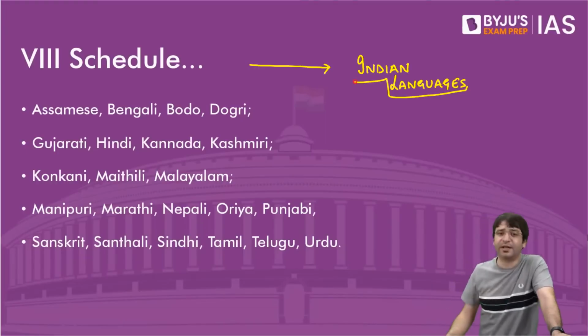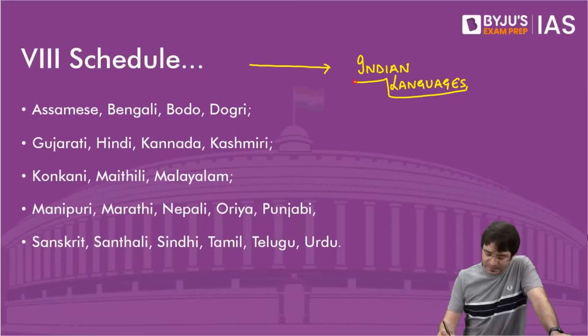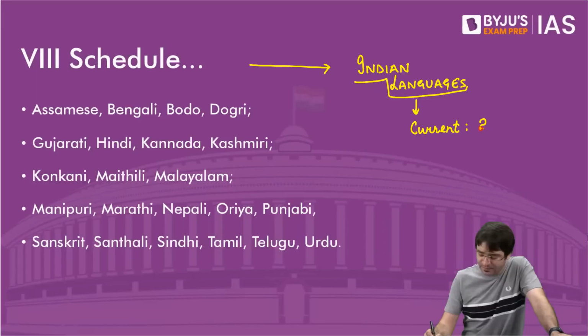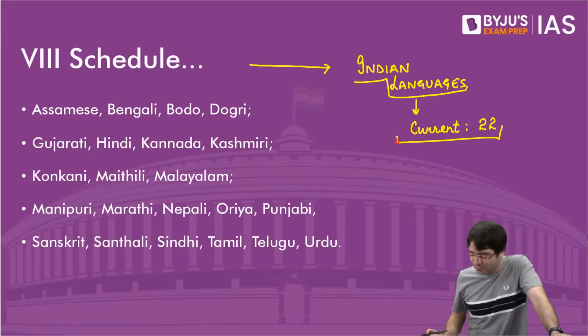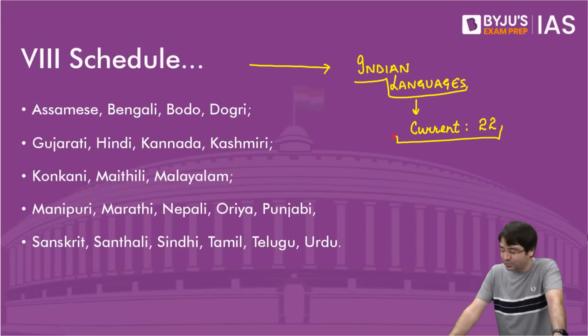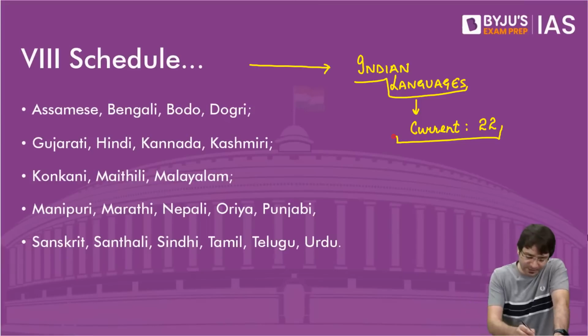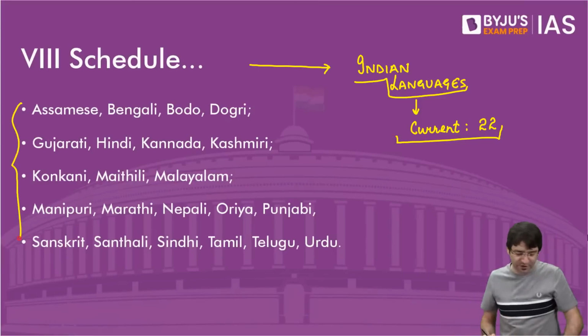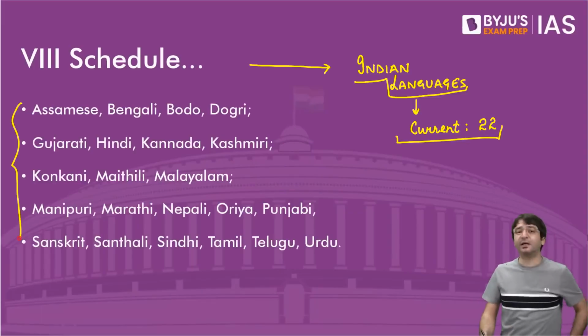Originally, there were 14 languages mentioned under Schedule 8 of the Constitution. The current number is, how many languages do we have under Schedule 8 of the Constitution? 22 languages. And these are the 22 languages which are mentioned under Schedule 8 of the Constitution.